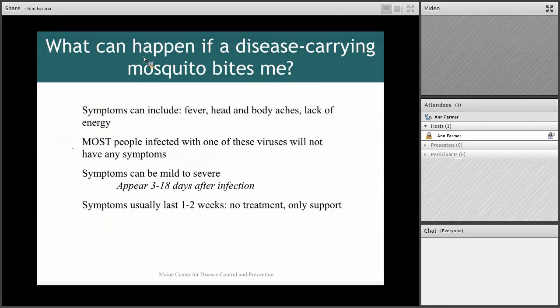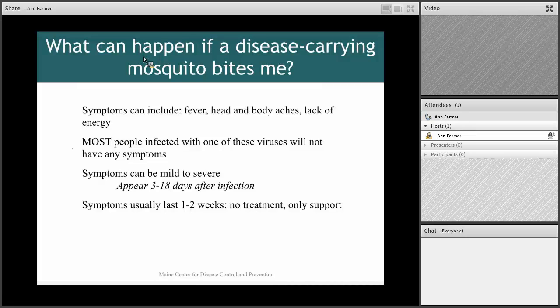So what happens if a disease-carrying mosquito bites me? Often nothing will happen since it is common for people not to experience symptoms. When you do, the symptoms can be very vague. They can include fever, headache, body aches, and lack of energy. The symptoms can be from mild to severe. A lot of people will have a fever or a headache for a day or two, and then will feel better and will never know that they were actually infected with West Nile virus.